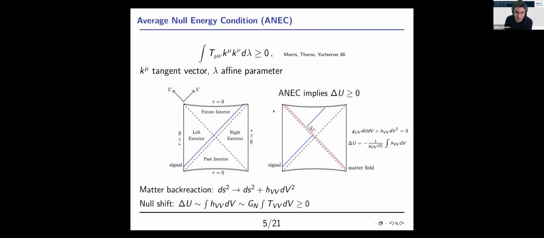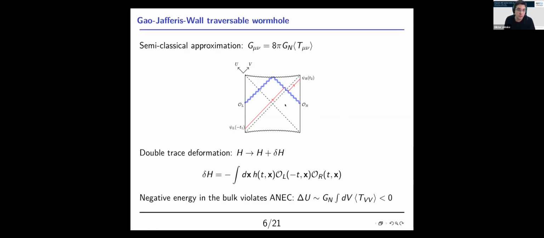Okay, so let me now explain Gao, Jafferis, and Wall's construction of a traversable wormhole. They basically work in the context of the semi-classical approximation. So they write Einstein's equation as shown here. They treat the gravitational fields classically, but the matter fields are treated quantum mechanically. So they consider Einstein's equation and replace the right-hand side by the quantum expectation value of the stress energy tensor of the matter fields.